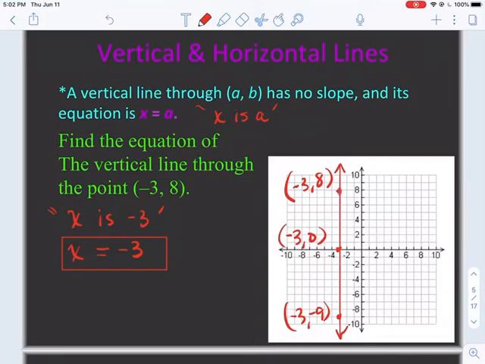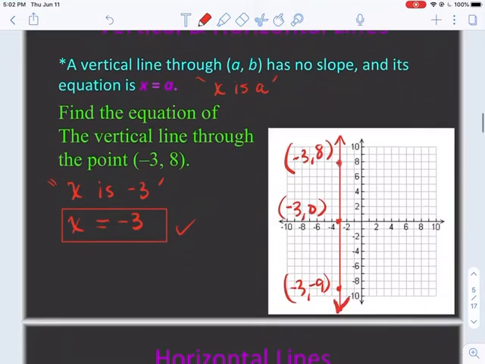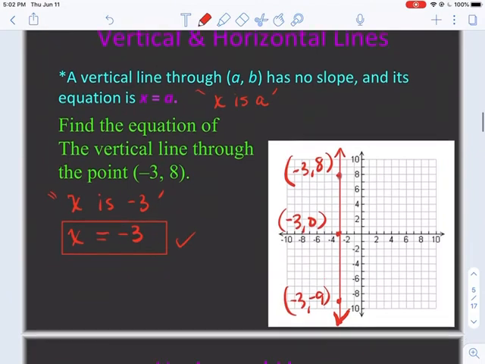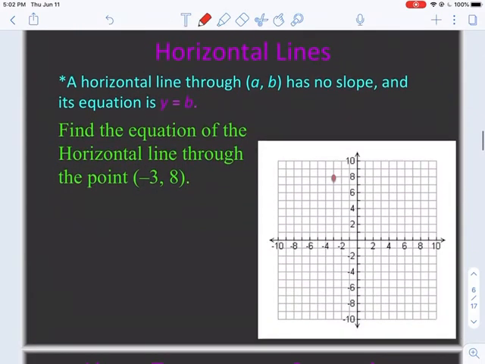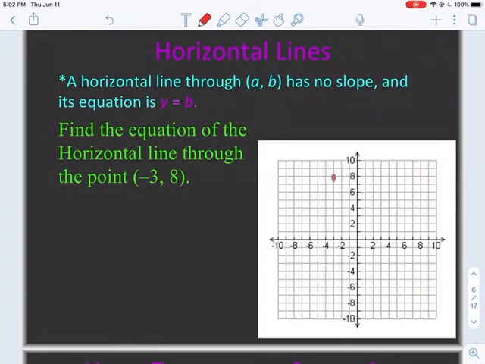Okay, where it makes a V down at the bottom of it. You remember the name, okay? Then one more with this. You can pause and take a look at this if you need to. Horizontal lines. So a horizontal line through AB has no slope, and its equation is y is equal to b. Find the equation of the horizontal line through the point -3, 8. Again, we have -3, 8 here.